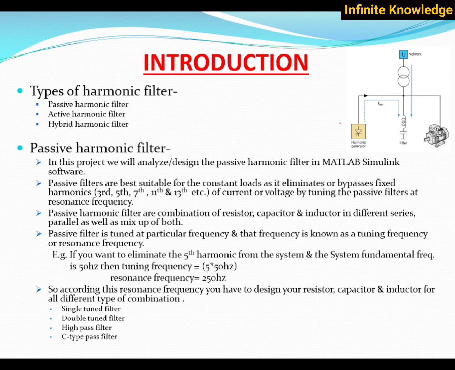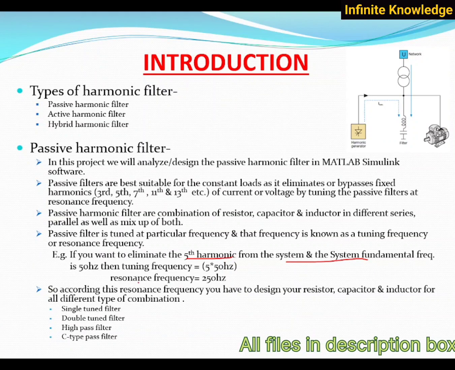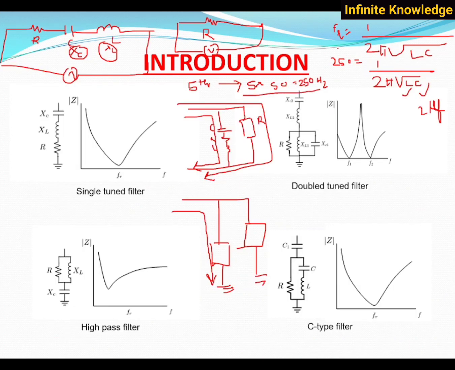A motor is not creating the harmonics. Power electronics devices mostly create the harmonics. If you want to eliminate the fifth harmonic from the system, the fundamental frequency is 50 Hz, then the tuning frequency is 250 Hz. That's why I have used 250 Hz. My resonance frequency is 250 Hz. You can consider any value. If you want to consider L, you can choose any value of L and then calculate C. If you consider C, select any random value of C and then calculate L. With those two values you have to set or attach here, along with a simple resistance R.